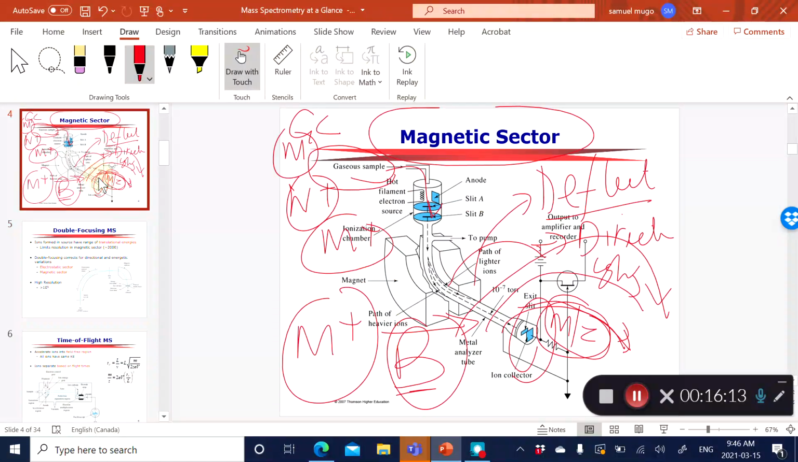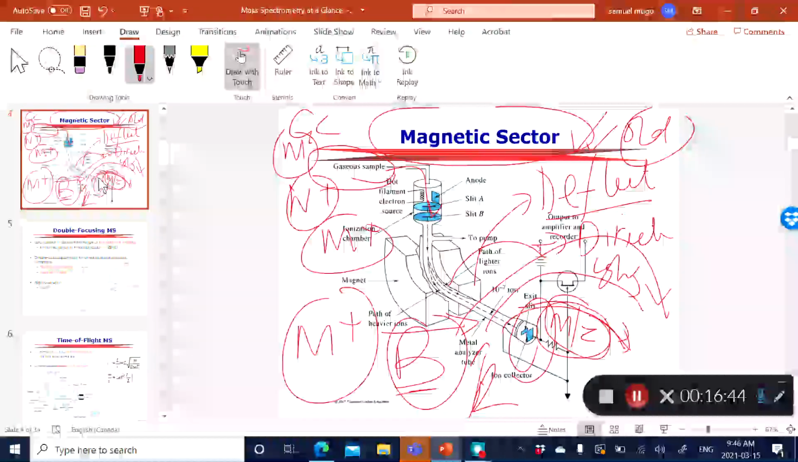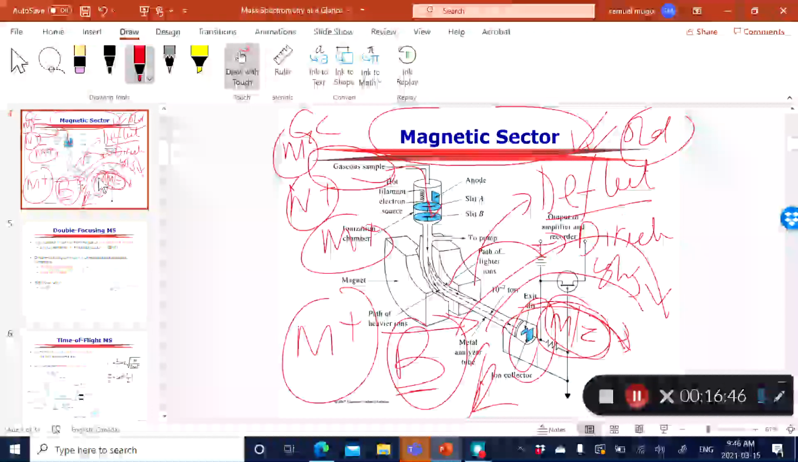Now, the magnetic sector is probably the oldest mass spectrometer out there. So when we were developing the mass spectrometer, this was the oldest one. Now, its resolution is also very, very good. It's got a very high resolution. And of course, the resolution is dependent on the type of magnet that you're using, the strength of the magnet, and so on. Now, one disadvantage of the magnetic sector instrument is that it is very expensive.